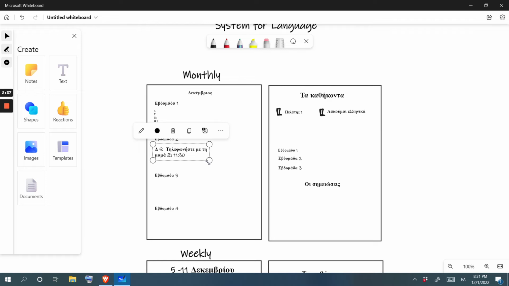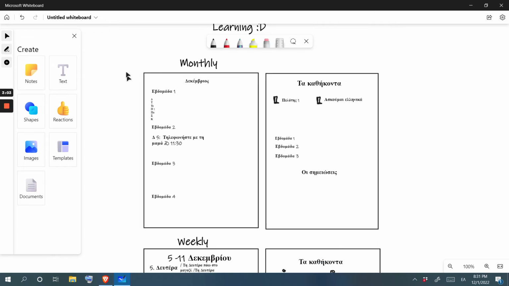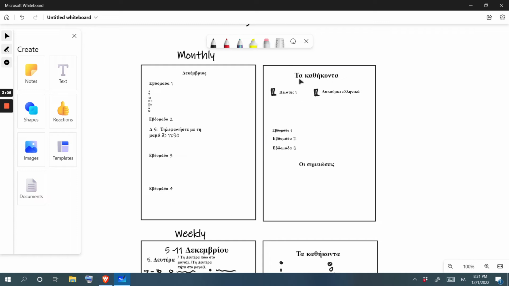So here we have calling my mother at 11:30 in Greek. Telio nous, it's the end of the day for me, sorry guys. Telioniste meti mama. So that's what that is, and I would do that for basically every day of the week. I'd include holidays, different things like that. It can be fun if you look at your target language culture's holidays as well.